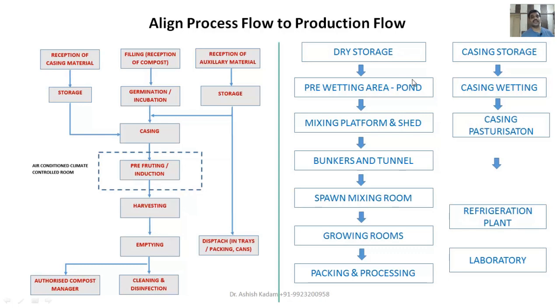This pre-wetting area or these ponds have to be very much closer to the dry storage area. Otherwise, you will have a lot of cost. You will require a lot of time for the handling of the material from the dry storage area to the pre-wetting area. We have seen that for 1 square meter of area, or to fill 10 bags, you will require 100 kg of the compost.